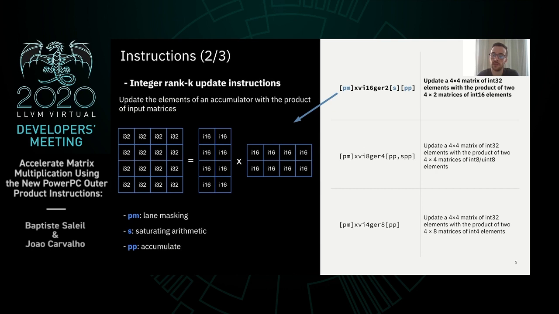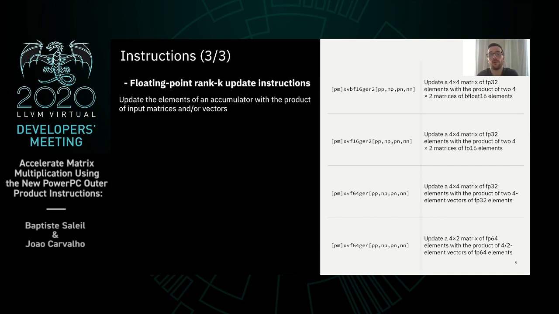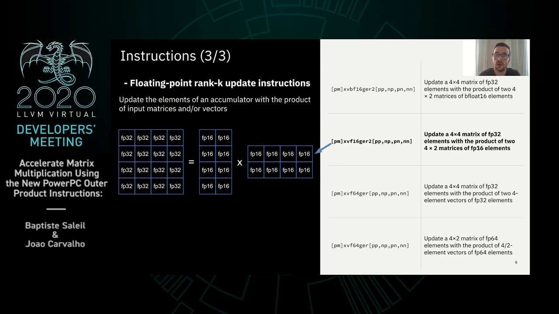And finally, we have the third kind of instructions, the floating point rank-k update instructions, which are really similar to the previous instructions. Here, for example, the XVF16GER2 instruction computes the product of two 4x2 FP16 matrices and stores the result in an accumulator representing a 4x4 matrix of FP32.